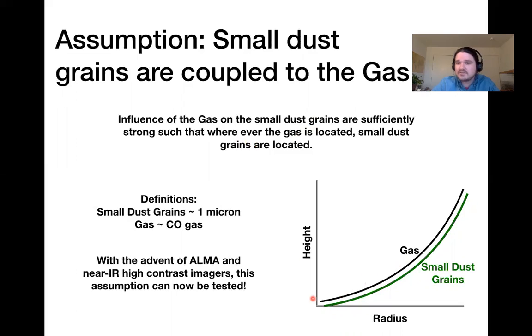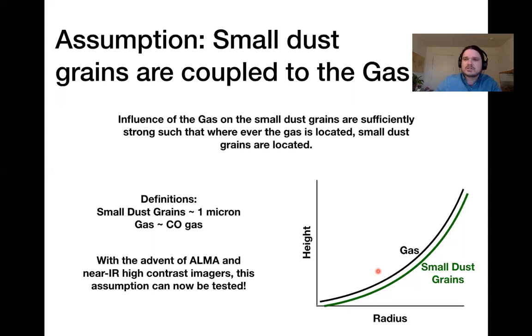In particular, if there's sufficient turbulence and the gas hasn't settled, the gas will have some flare shape to it, the scale height of the gas as a function of midplane radius. And the small dust grain should have a very similar shape, that might be at a slightly different scale height, but relatively similar in shape. Now, while this is commonly assumed, it hasn't been measured up until now. However, with the advent of new observatories like ALMA and high contrast scattered light imaging surveys, especially instruments like the Gemini Planet Imager, we can actually measure that now.